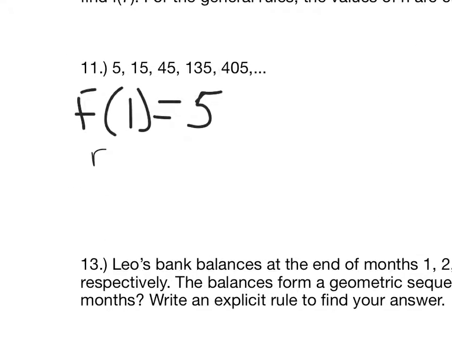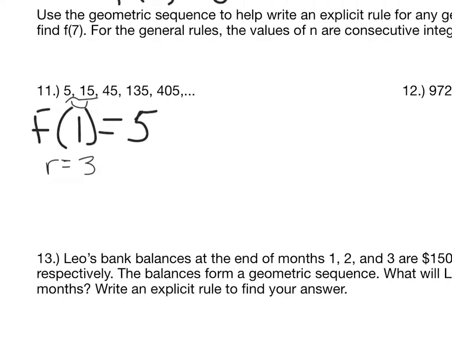We know our common ratio by taking 15 or 45 or 135 and dividing it by the previous term. 15 divided by 5 is 3. 45 divided by 15 is 3. Either way, you get 3. It means we're multiplying by 3 every time. So now we'll use that information to write an explicit rule.